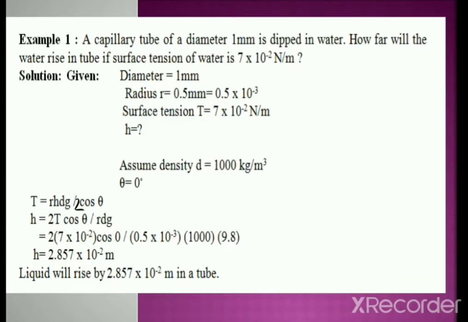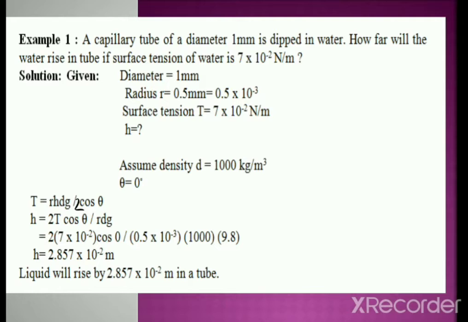See the first numerical. A capillary tube of a diameter 1 mm is dipped in water. How far will the water rise in a tube if surface tension of water is 7 into 10 raised to minus 2 Newton per meter? Now see in the example what is given. The diameter is given, that is 1 mm. Therefore the radius becomes r is equal to 0.5 mm, that is 0.5 into 10 raised to minus 3 meter. Again surface tension is given, that is T is equal to 7 into 10 raised to minus 2 Newton per meter.